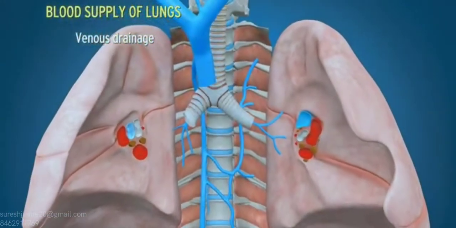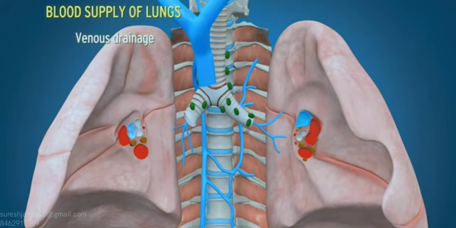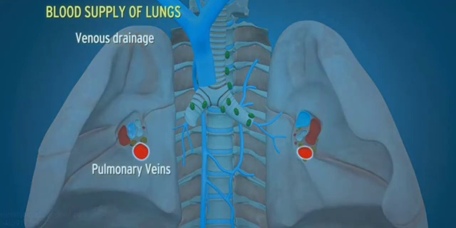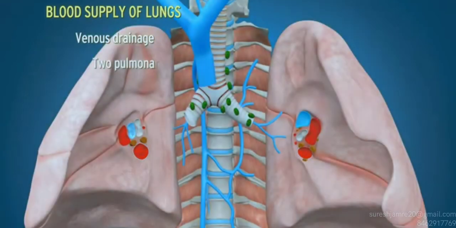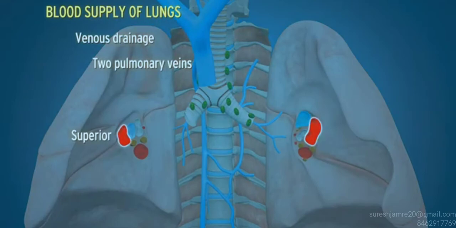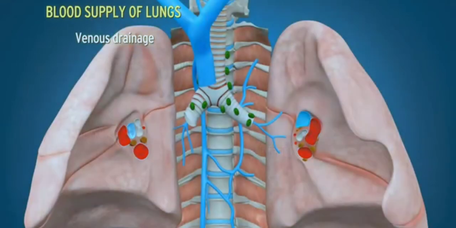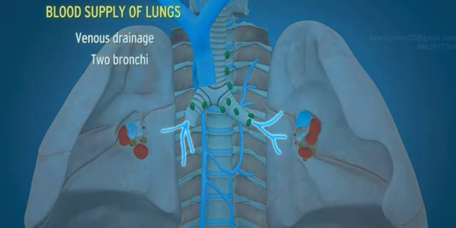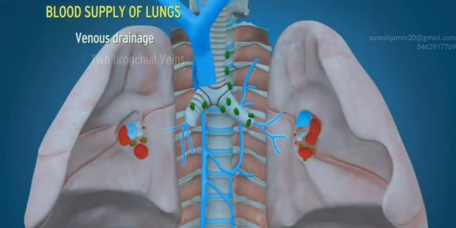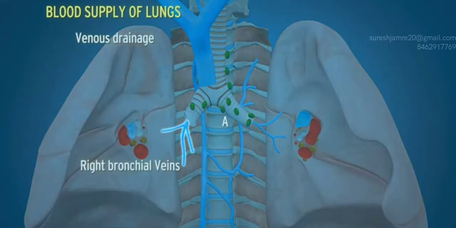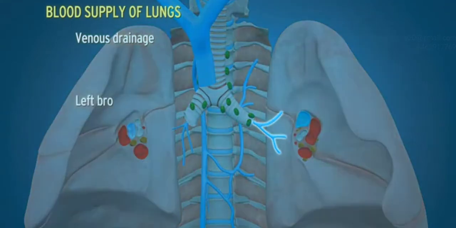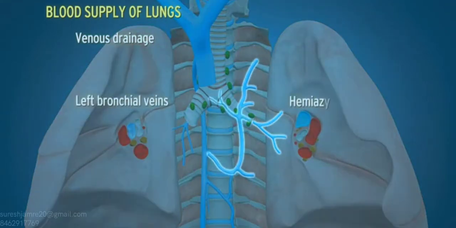Venous drainage. Venous drainage from most of the lungs is carried through the pulmonary veins, which finally open into the left atrium. There are two pulmonary veins on each side, superior and inferior. Part of the venous blood, especially those draining the first one or two divisions of bronchi, enters the bronchial veins. There will be two bronchial veins in each lung. Right bronchial veins drain into azygous vein. The left bronchial veins drain into the hemiazygous vein.